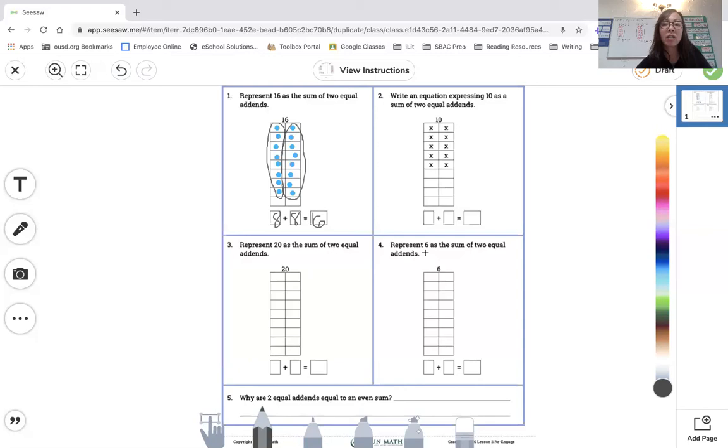Yesterday, some of us forgot some of our most important work. Our most important math work isn't drawing pictures and it's not writing the equations. It's understanding and being able to explain our math thinking. So number 5 says, why are 2 equal addends equal to an even sum? Think about the partners and how you can explain that.